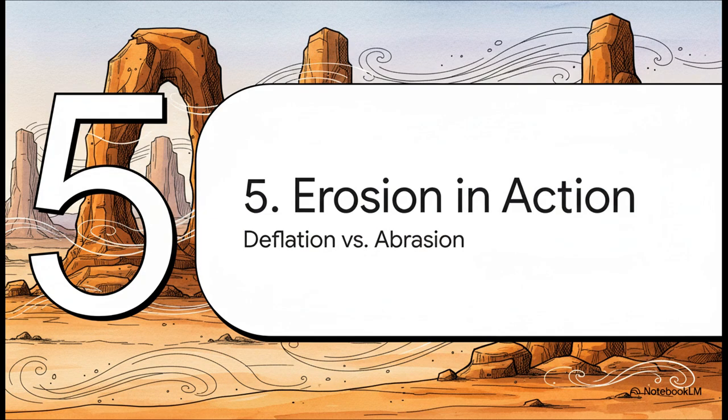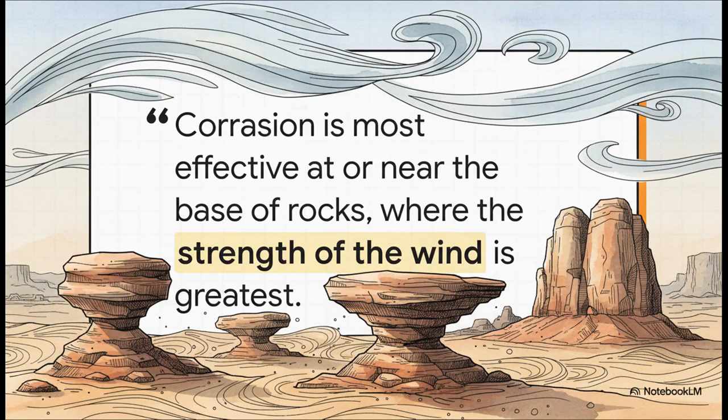We're going to focus on the 2 big ones, deflation and abrasion, because they create the most dramatic and recognizable shapes. Now, this quote is the key to understanding abrasion's signature move. Because the wind can't lift the heavier sand particles very high off the ground, most of that sandblasting happens near the base of a rock. This constant undercutting is exactly how you get those amazing mushroom-shaped rocks you see in photos.